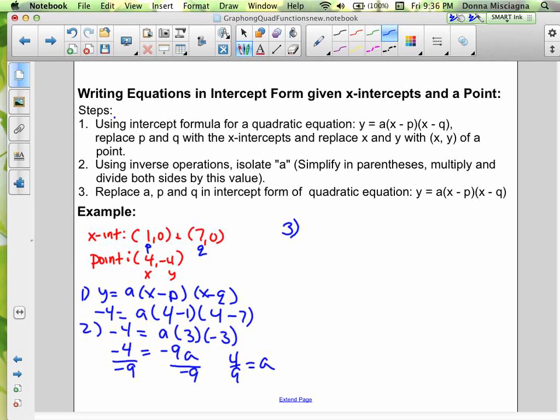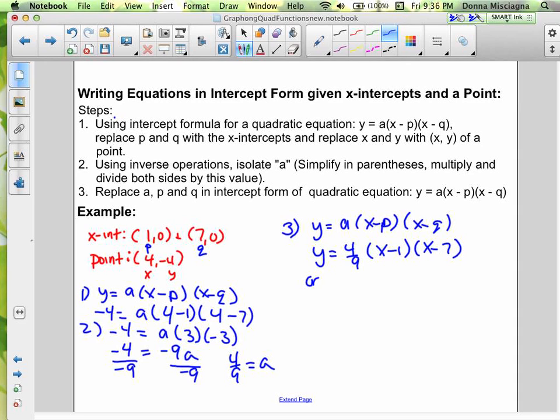So in vertex form, we replaced h and k. We're going to replace p and q. Right? So in our intercept form, y equals a times x minus p times x minus q. We'll just replace the p and q with the x-intercepts and a with the value we just found. So y equals 4/9 times x minus 1 times x minus 7, and we're done.